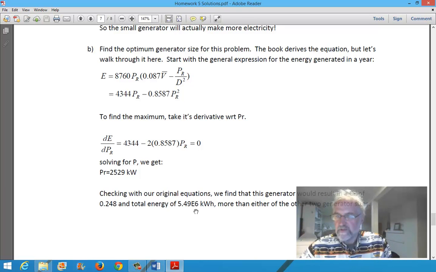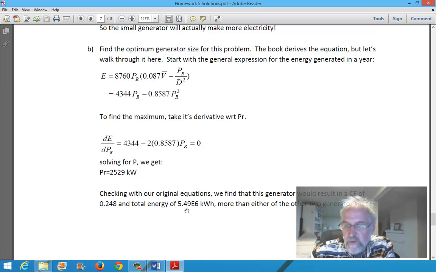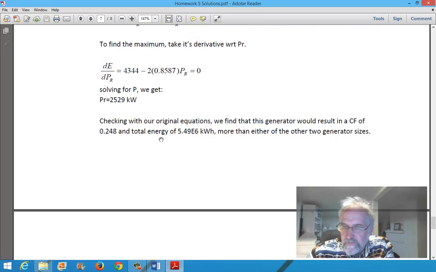We work through and find, sure enough, we get a capacity factor of about 2.5 and total energy of about 5.5 times 10 to the 6th. And if this was optimum, it should have produced more energy than either of the other two choices, and indeed it did. So good for us.